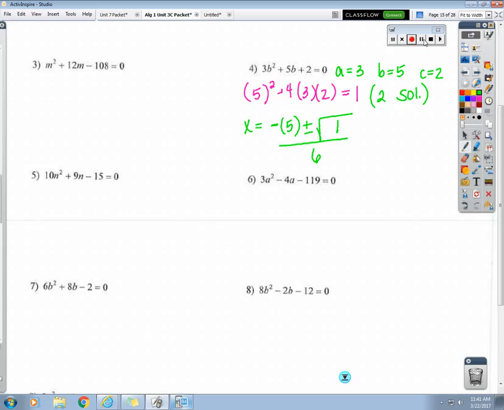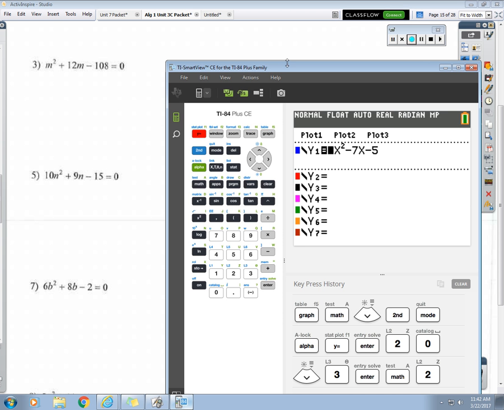over 6. So now, guys, you can type it in as is, or you could just go ahead and change that. What's the square root of 1? So if you go ahead and change it to a 1, it might be a little bit easier to type in. Negative 5 plus 1 is negative 4. Negative 4 divided by 6 is what? Negative 4 divided by 6 is negative 0.66, so negative 0.7. And then negative 5 minus 1 is negative 6. What's negative 6 over positive 6? Negative 1 though.